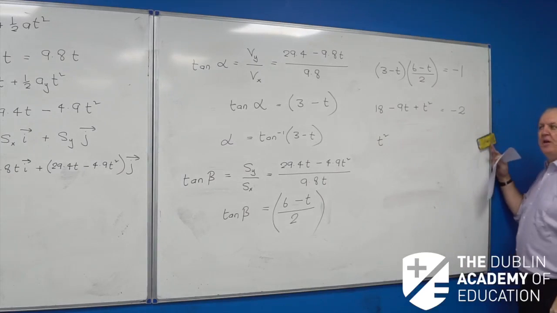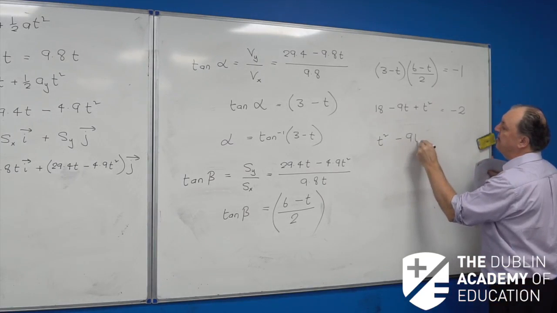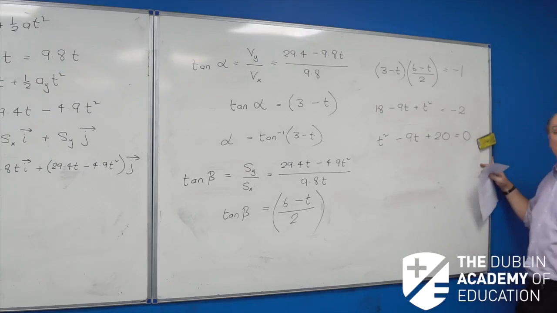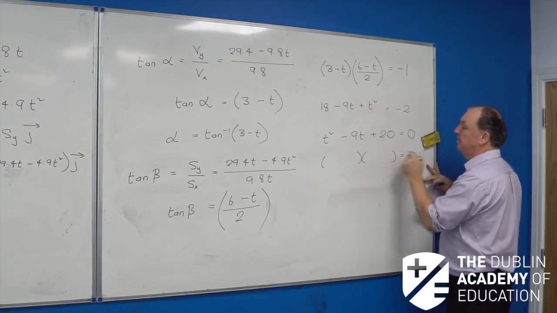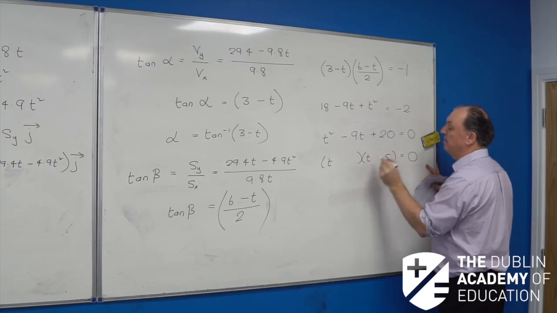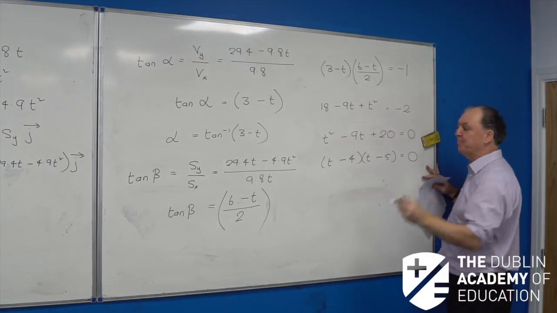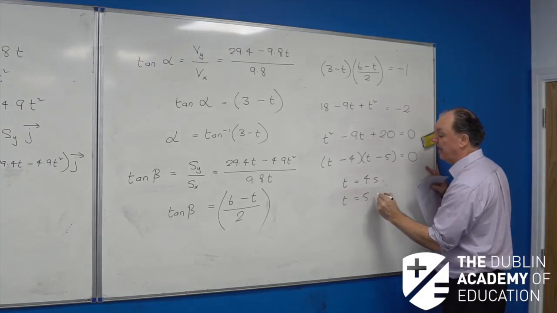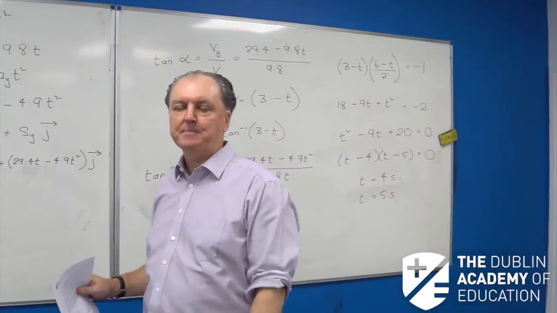That's a quadratic equation in t. Let's bring everything to one side: t squared minus 9t plus 20 is equal to 0. That looks like it might be factorizable. 2 brackets. T squared is t by t. 20 is 5 by 4, and they both have to be minus to get minus 9t in the middle. Put each bracket equal to 0. So I've got t is equal to 4 seconds and t is equal to 5 seconds. They're the 2 times when the directions are perpendicular to one another.